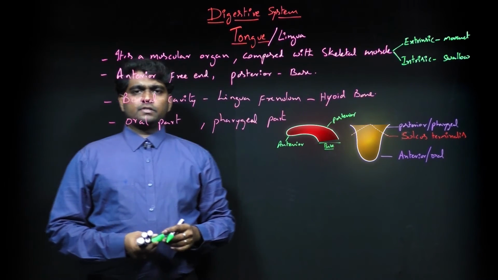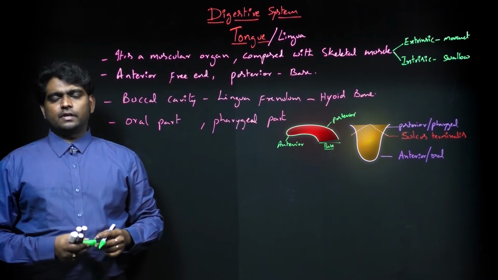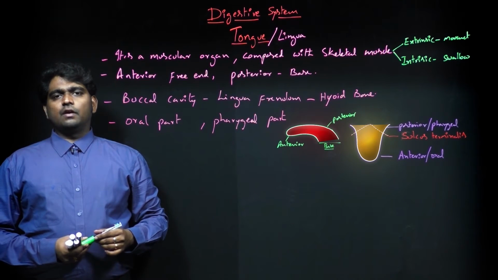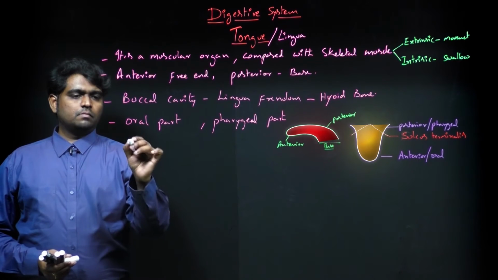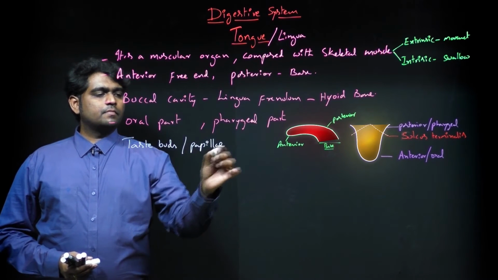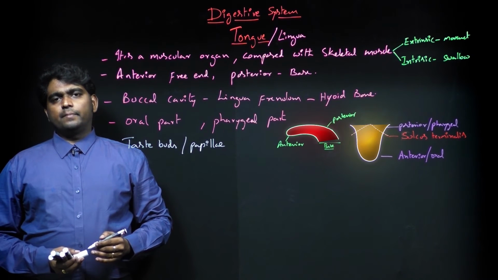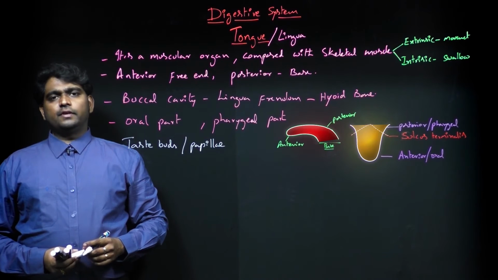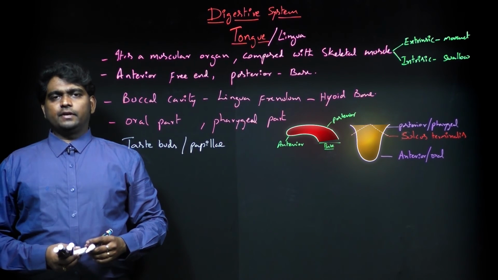Very important structures present in the tongue are called taste buds. These are also called papillae. Taste buds or papillae are mainly of four types: circumvallate, foliate, fusiform and fungiform.